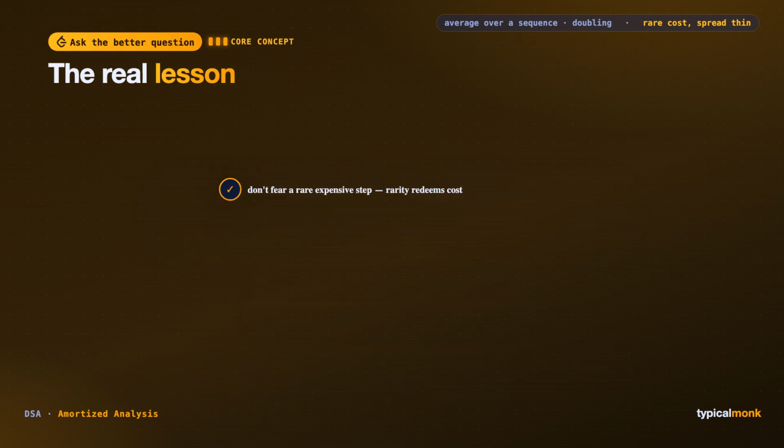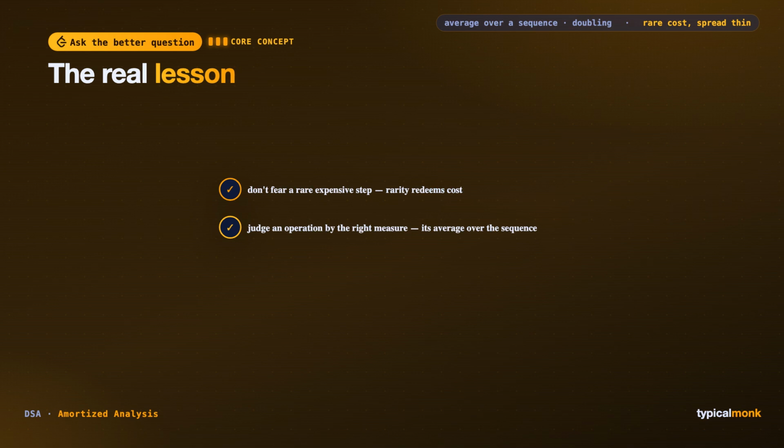Let us gather the deeper lesson, because it will change how you judge algorithms from now on. First, do not be frightened by a rare expensive step. An operation that occasionally does a lot of work is perfectly fine, as long as that expensive step happens rarely enough to be paid for by all the cheap ones around it. Rarity is what redeems cost.